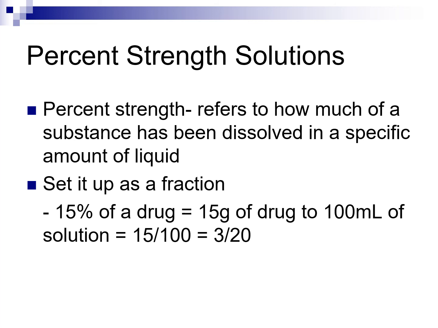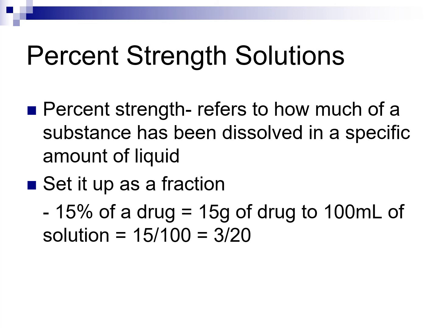A percent like that always means grams over mils. We'll go into a lot more detail as we start doing drug calculations. So 15% of a drug is the same as 15 grams of drug to 100 mils of solution. It's always grams to mils, and it's grams over 100 mils. So that would be the same as 15 over 100.